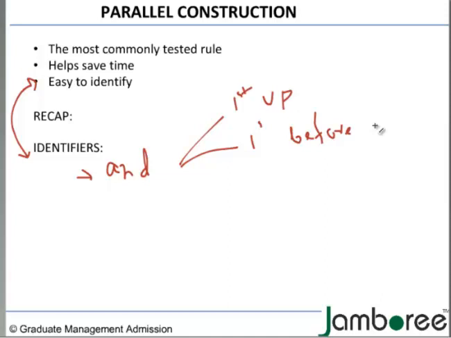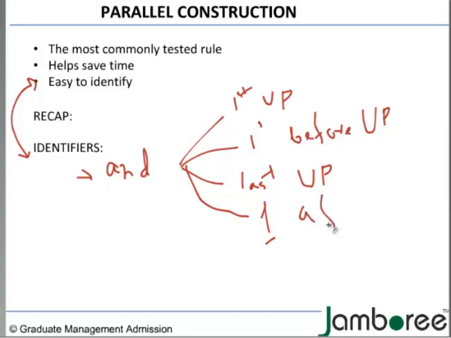If after you are done with a lot of questions, this will anyway pop at you, right? So before the underlined portion, this and can also appear in the last few words of the underlined portion. UP means underlined portion, by the way, not Uttar Pradesh. Okay, so it can also appear in the first few words after the underlined portion, right?